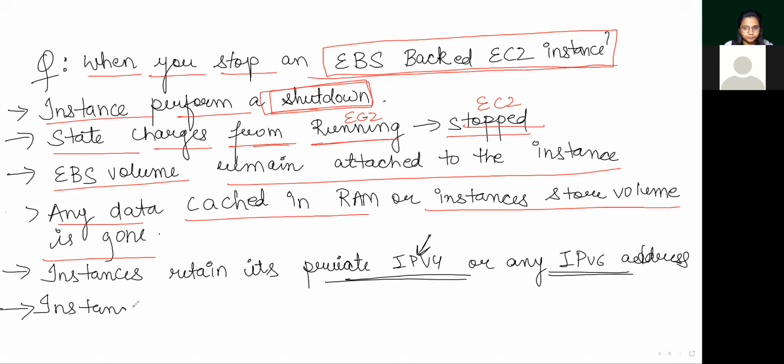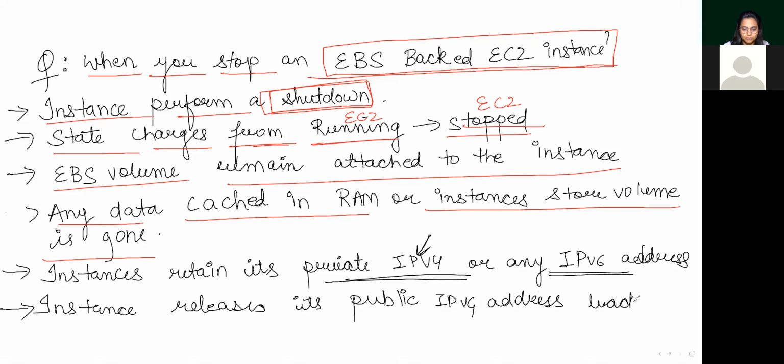Instances retain and release. Private IPs are retained, and public IPs are released. So instances release their public IPv4 address back to the AWS pool. Now what happens?